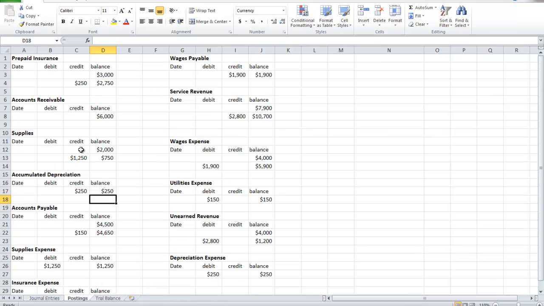Put that on the posting. So accounts receivable is a debit. So that increases by $1,200. So my new balance is $7,200. And then correspondingly, service revenue has another credit for $1,200. So we increase that balance by $1,200.